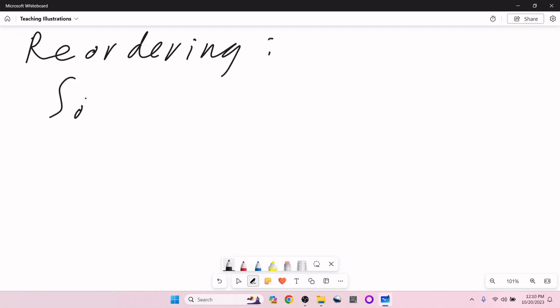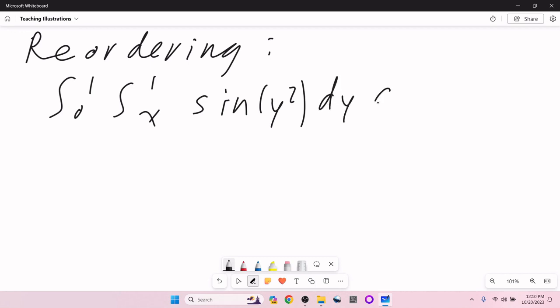All right, let's do an example of a reordering. So, let's say I was given this problem: the integral from 0 to 1, from x to 1, of sine of y squared dy dx.